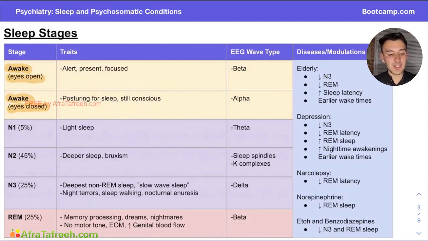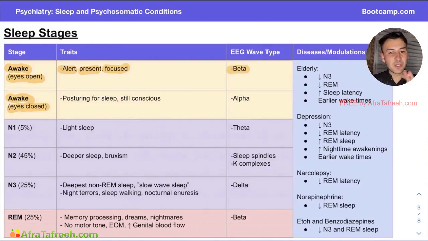So let's start with eyes open. The things that are going to characterize this is someone who's alert, present, and focused. So me, I'm alert. I'm talking to you guys. I am in this stage of sleep. So even though this is a sleep stage, this person is awake. And the important thing to know is on EEG, so that fancy electrode that goes on our brain and measures activity, is going to be showing beta waves.